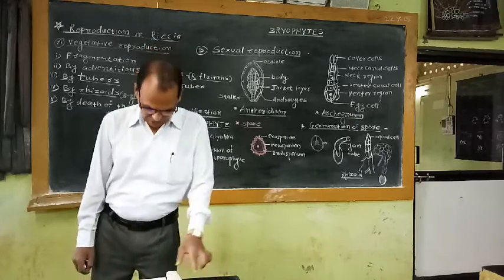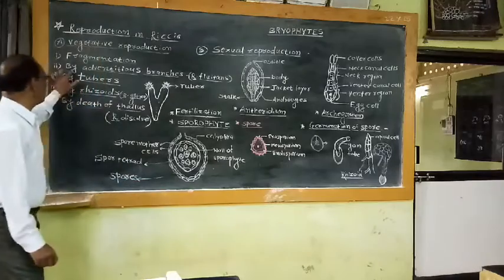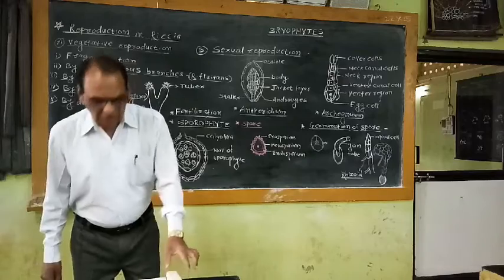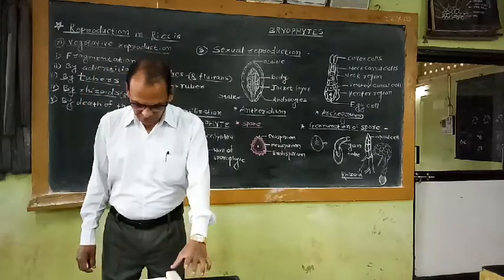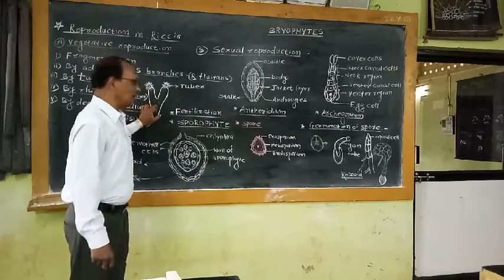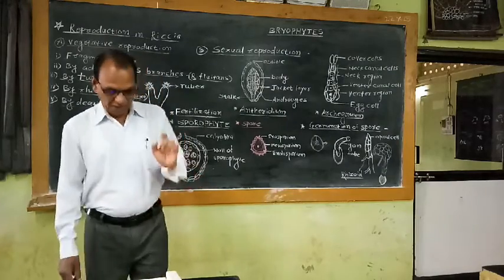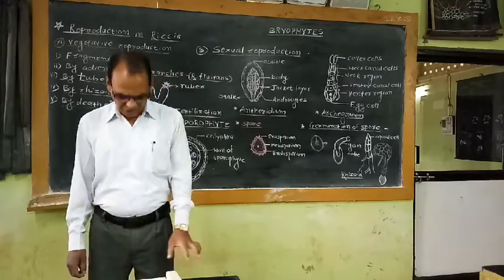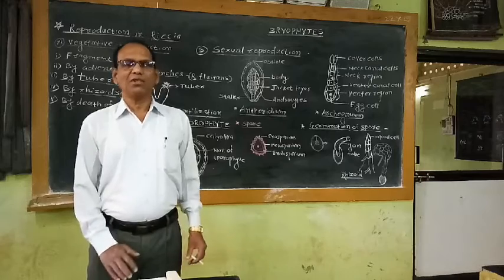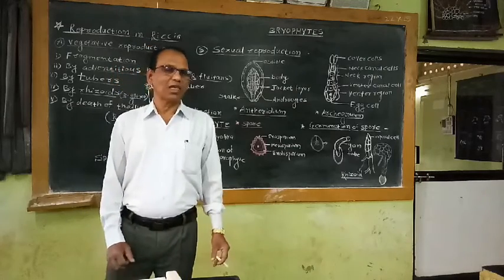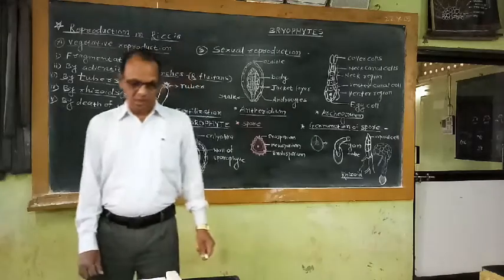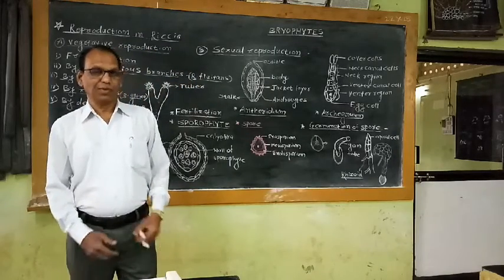Then the second method takes place by the development of adventitious branches. In some species of Riccia, from the mid-ventral surface, this is the dorsal surface, from the middle region of the ventral surface of the thallus, adventitious branches are developed. These adventitious branches get detached from the mid-ventral surface of the thallus, and after detachment, new plants may be developed.